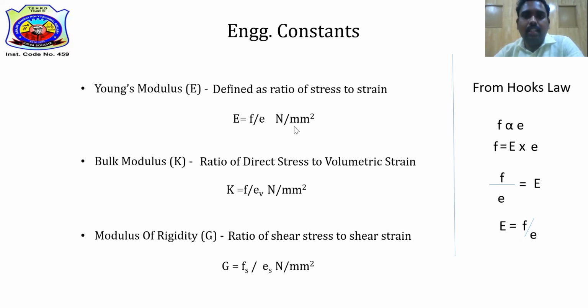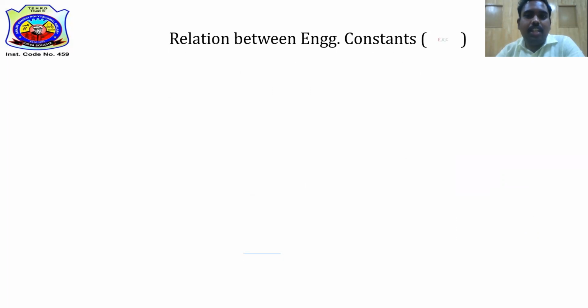Once I study engineering constants, it's very important to relate among them. So this is the topic: relationship between engineering constants, that is E, K and G. First, let us understand the relation between E and G. The formula is E equals 2G into 1 plus mu, where E is Young's modulus, G is modulus of rigidity. What is mu? Mu is Poisson's ratio.